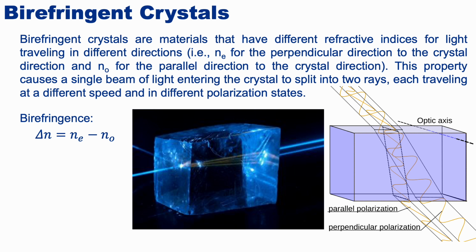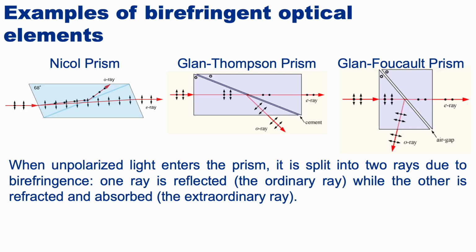And the reason behind it is that light traveling along the glass is gonna have two distinctive waves within it, and the velocity of the light is gonna change based on the polarization axis and the polarization state. Some examples of birefringent optical elements are the Nicol, Glan-Thompson, and the Glan-Foucault prisms.